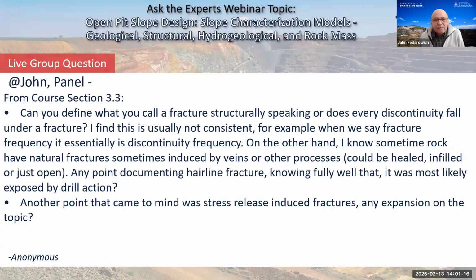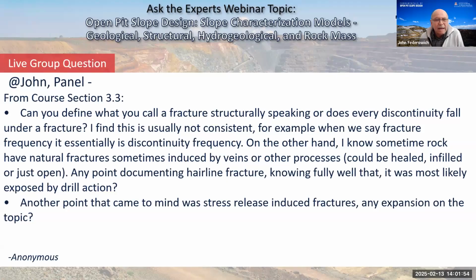Veins are essentially fractures that were healed and totally filled. In terms of hairline fractures, if you're talking about drill core, drilling produces fractures that were mechanical breaks and so forth. There's criteria for identifying those and separating them out from the natural tectonic fractures.